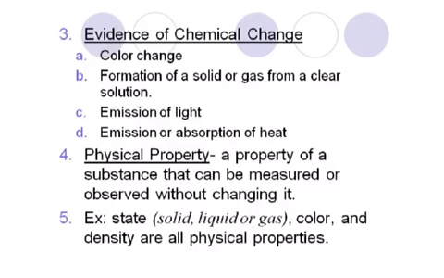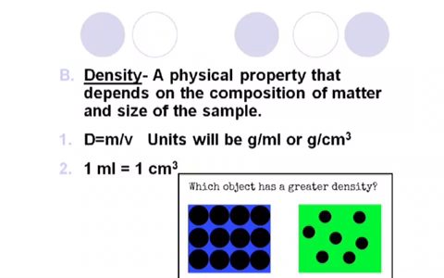A color is also a physical property. So water has a clear color. Again, iron has that shiny silvery color. Also, the density is a physical property as well. So all of these things together can be used to identify substances.